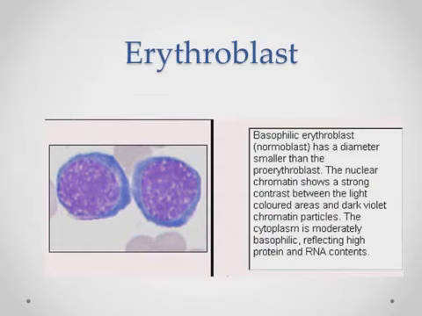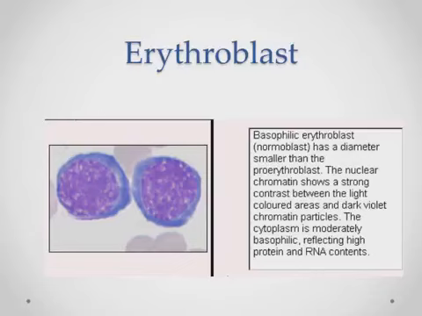The first cell to appear in the bone marrow is called the erythroblast. What is the description of the erythroblast? It is called a basophilic erythroblast or normoblast that has a diameter smaller than the pro-erythroblast. The nuclear chromatin shows a strong contrast between the light-colored areas and the dark violet chromatin particles. The cytoplasm is moderately basophilic, reflecting high protein and RNA contents.